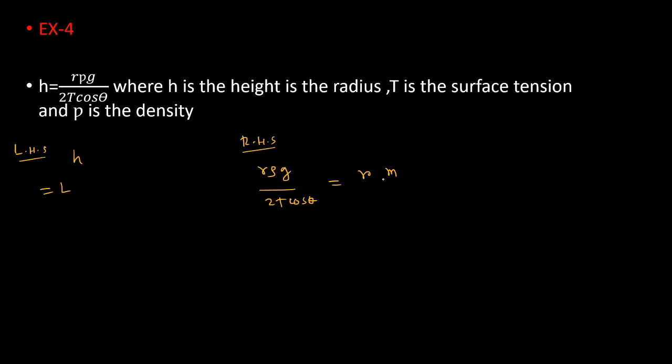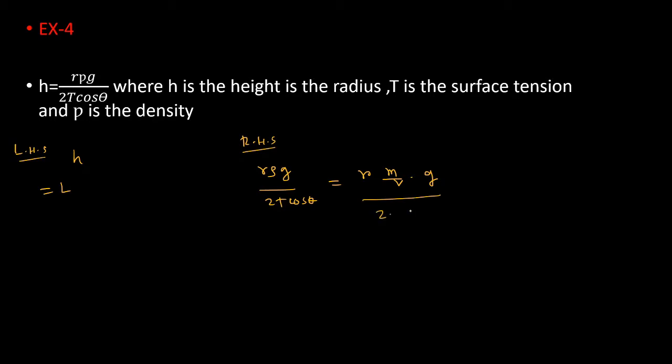What is rho? Mass per unit volume. And what is g? Acceleration due to gravity. And we know the formula for acceleration: change of velocity with respect to time. Okay, I'll keep it g by 2T.